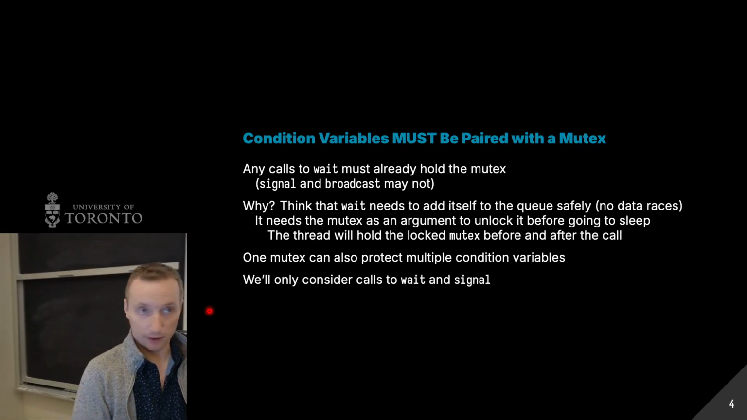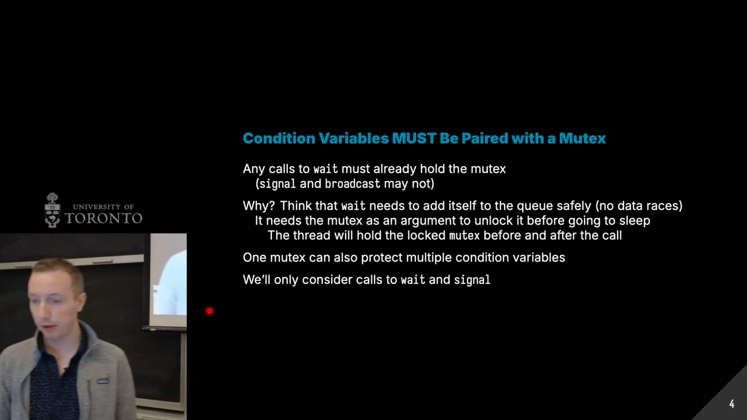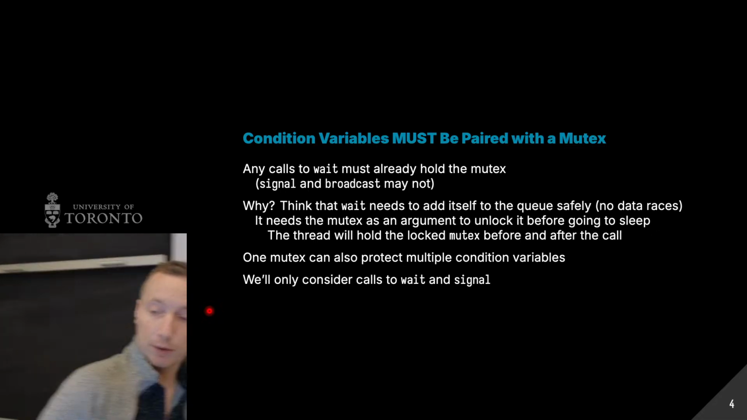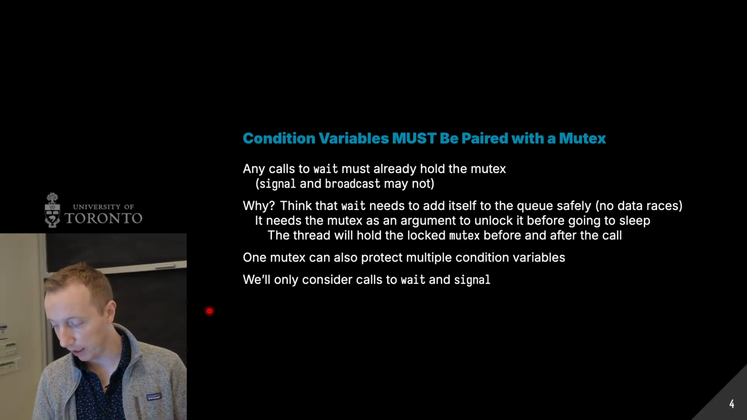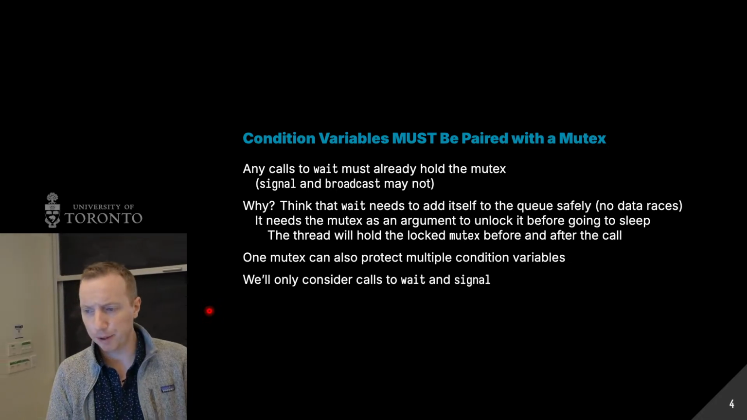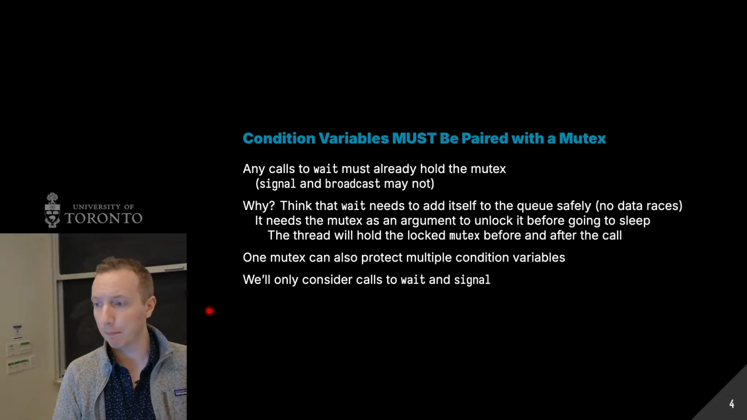One mutex can also protect multiple condition variables if you want. And for this course, we'll only consider calls to wait and signal and just ignore broadcast for now. But I mean, broadcast isn't that much more complicated.